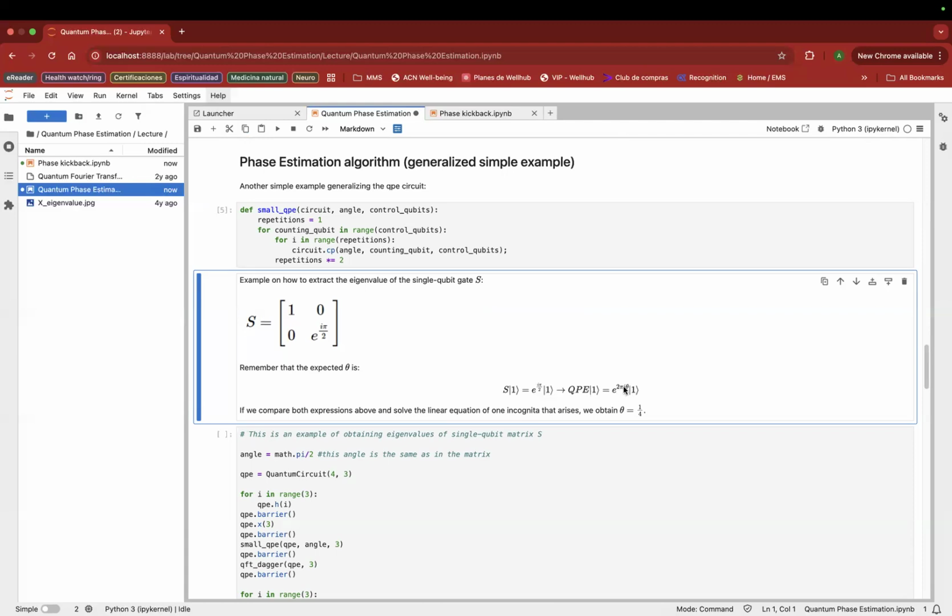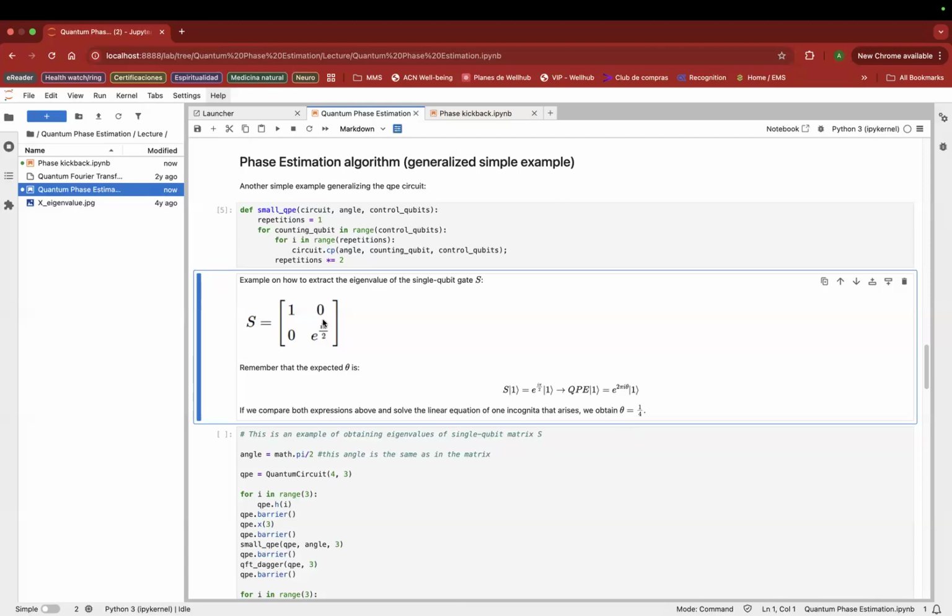So if we resolve the unknown here, it means that theta needs to be 1 divided by 4, a quarter. All of these operations are applied as single qubit operations. So, S, we have this global phase, and QPU, we also have this global phase, but in that way. So what we want to guess is theta, and theta needs to be 1 divided by 4, a quarter.